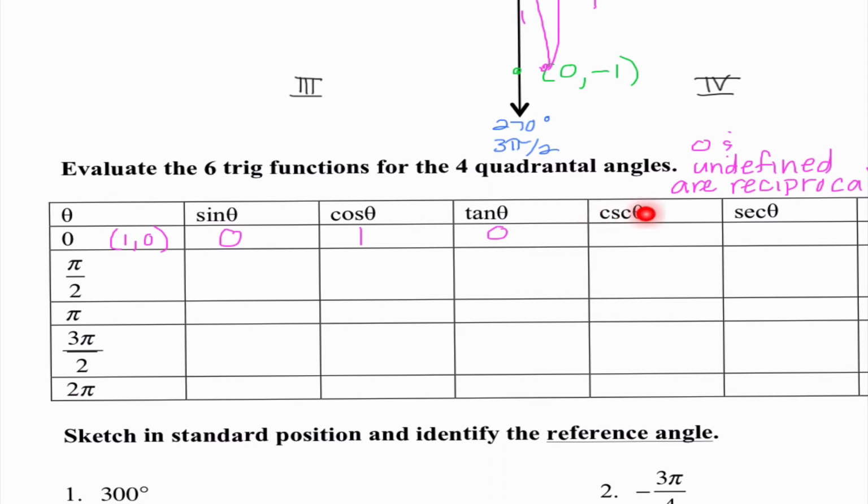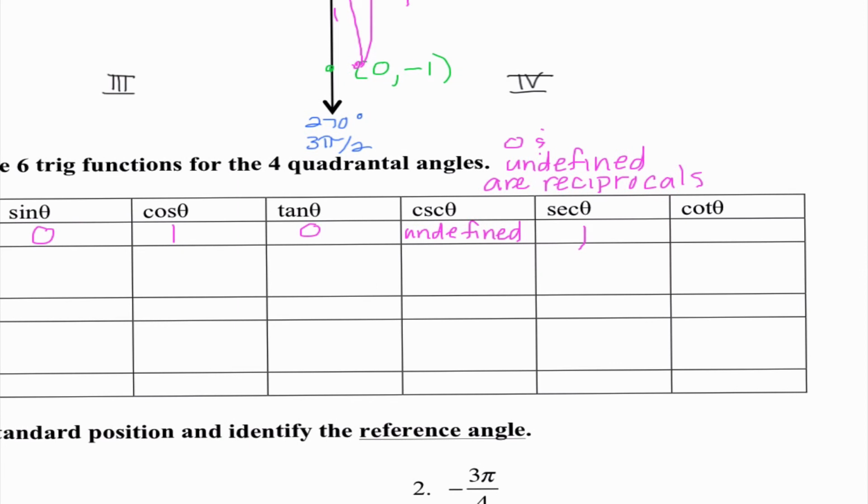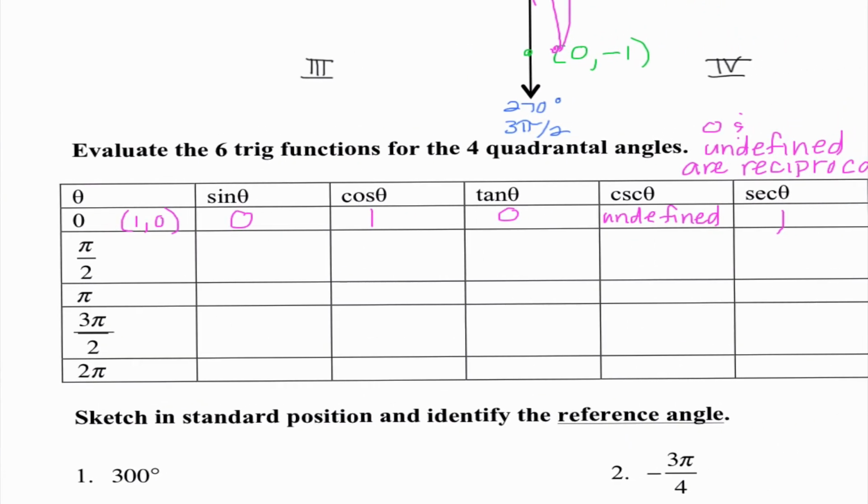The reciprocal of sine is cosecant, so the reciprocal of 0 is undefined. The reciprocal of cosine is secant, and the reciprocal of 1 is 1. And then lastly, I know tan and cotangent go together, and the reciprocal of 0 is undefined. Okay, so if I know these ordered pairs, and I know sine is y, cosine is x, tangent is y over x, it's pretty straightforward.